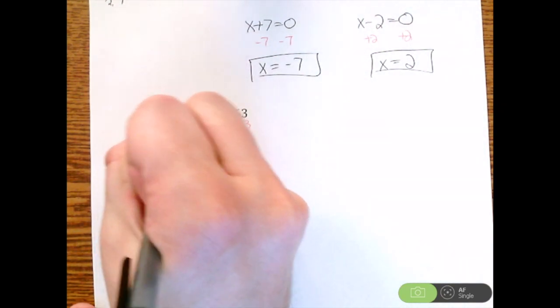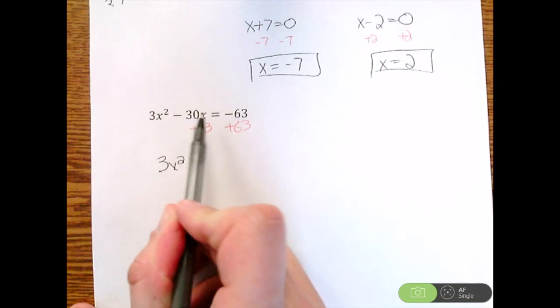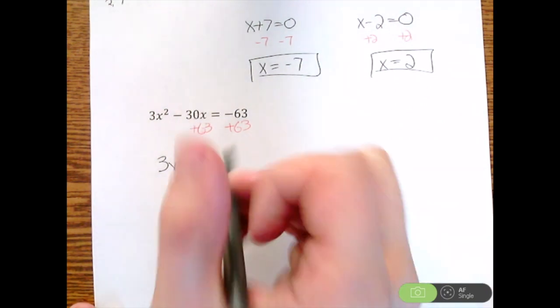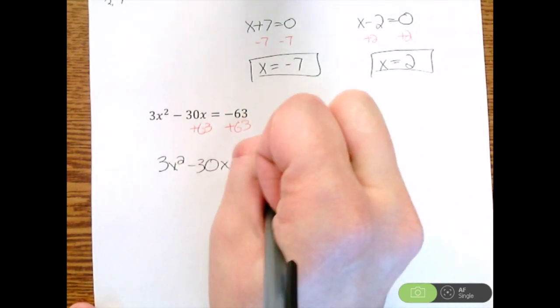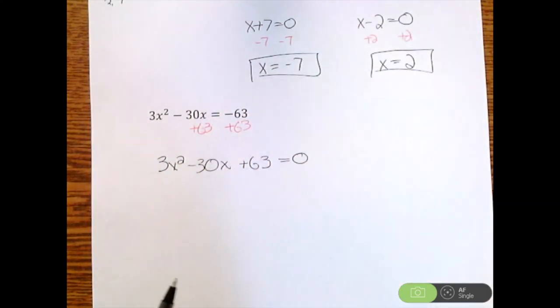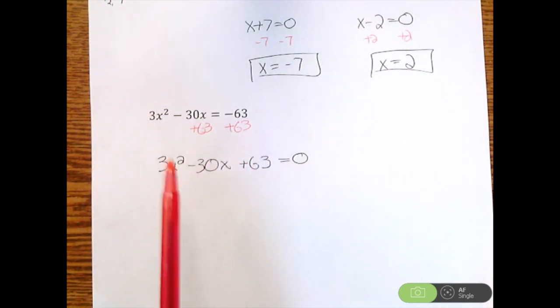And that's going to give me 3x squared. These are not like terms. This negative 30x, that has an x. This 63 does not have an x. They're not like terms, so minus 30x plus 63 is equal to 0. Now this setup is a little bit different from the first one. We can't use the shortcut yet because I have this number in front of the x squared.